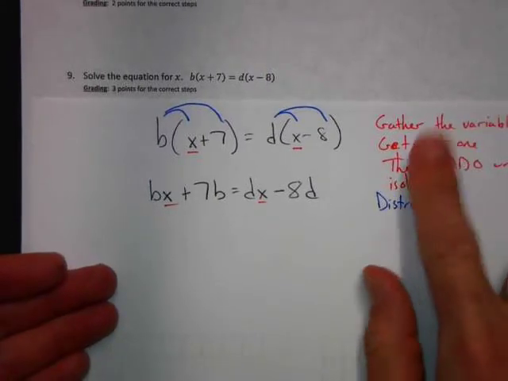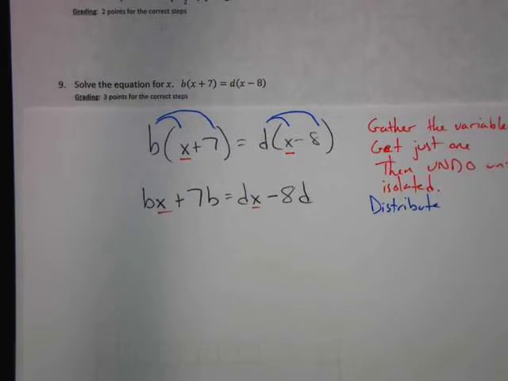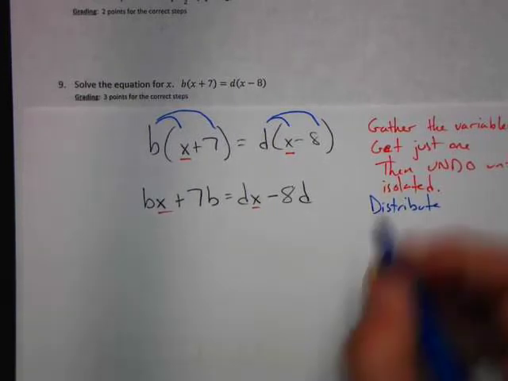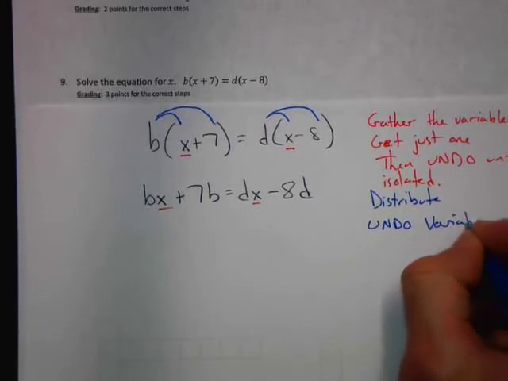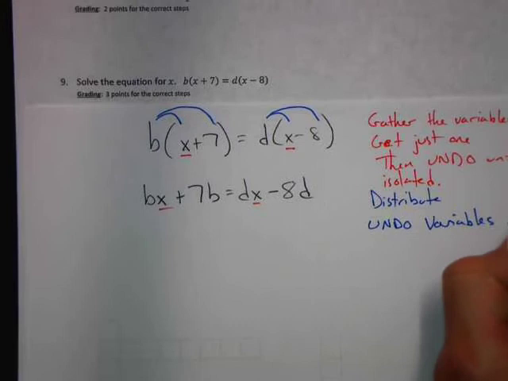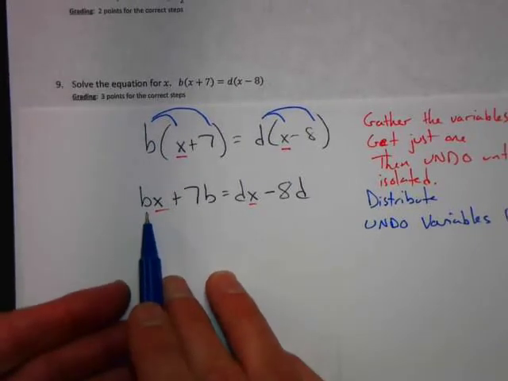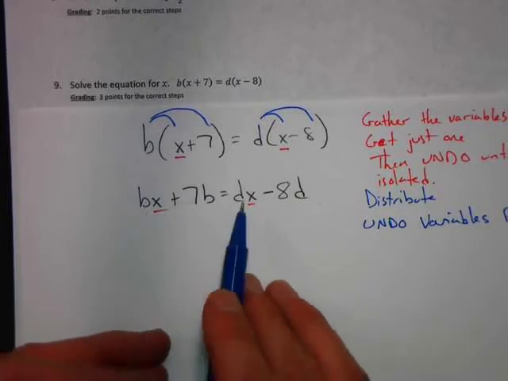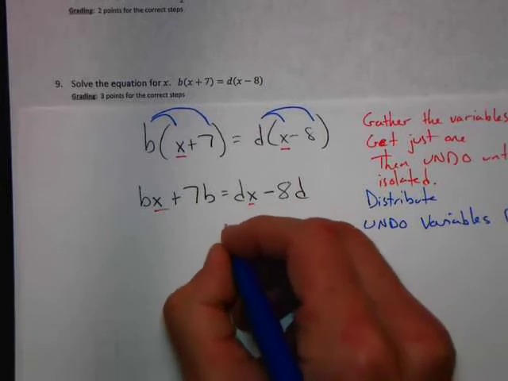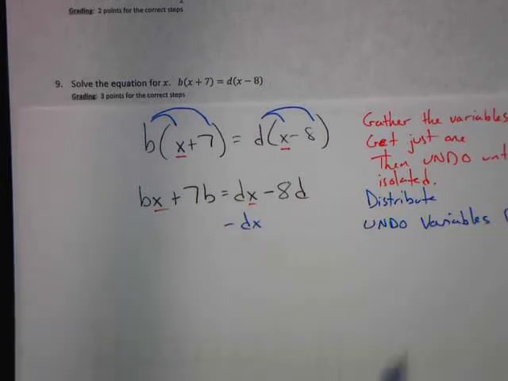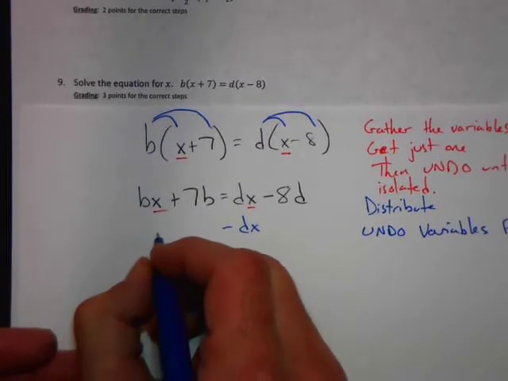What we have to do is gather them together. One's on the left, one's on the right. That means one of them has to move. We have to undo one of them, because remember, we want to undo variables first. Remember that skill from multi-step equations. I have a bx, I can subtract that from both sides, or a dx, I can subtract that from both sides. It doesn't matter. I will subtract the dx from both sides. So I'm going to undo this dx, and if I take it away from the right, I have to take it away from the left.